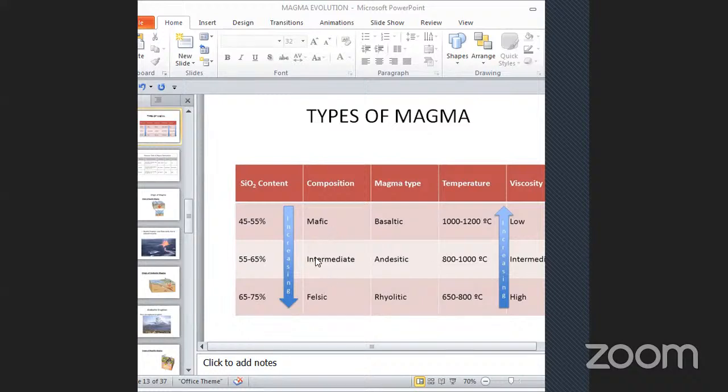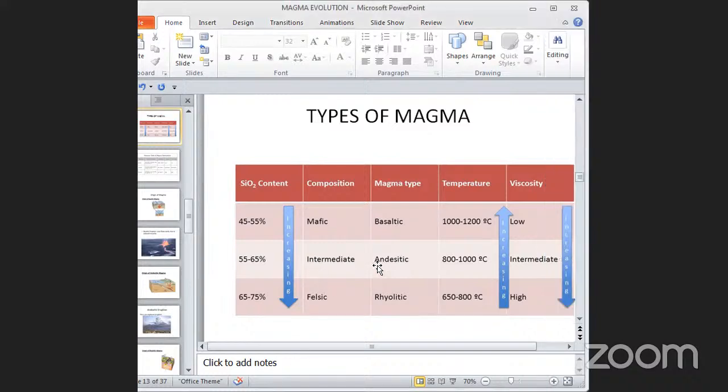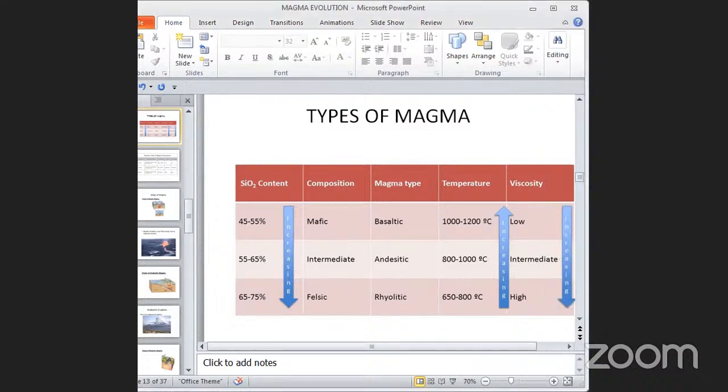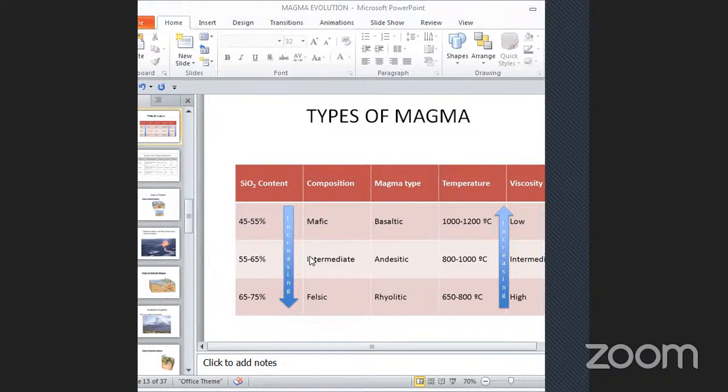And intermediate or andesitic magma. So andesitic magma has a silica content of 55 to 65% with average levels of sodium, potassium, iron, calcium, and also magnesium. So this type of magma hardens quickly once it reaches the surface and becomes andesitic rock once it cools, right? Once it cools.